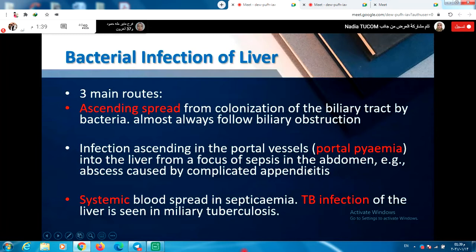Focus of infection will be transmitted through the portal circulation to be seeded into the liver, called portal pyemia. This is a complication of gastrointestinal suppurative disease. Third, it comes through the blood circulation from the hepatic artery, systemic blood, from any focus of septicemia or septic infection, such as tuberculosis reaching the liver in the case of miliary tuberculosis.